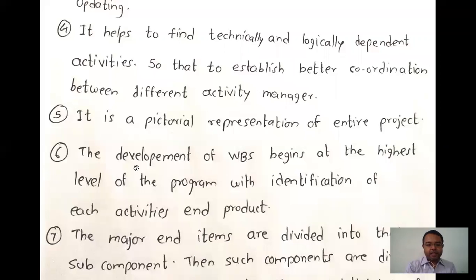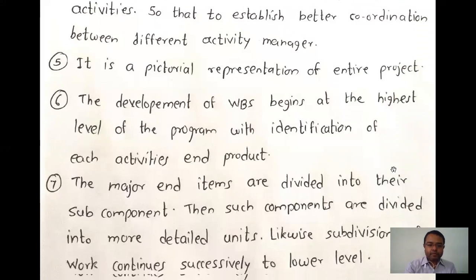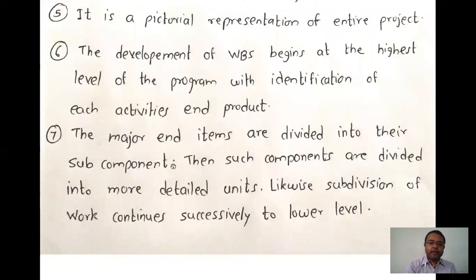The next part is the development of WBS. The development of WBS begins at the highest level of the program, with identification of each activity down to the end product. As I told previously, the start of the WBS is always at the highest level. You have to find the peak, the highest level of the project. From the highest level, we go down to the end product. What is the end product?